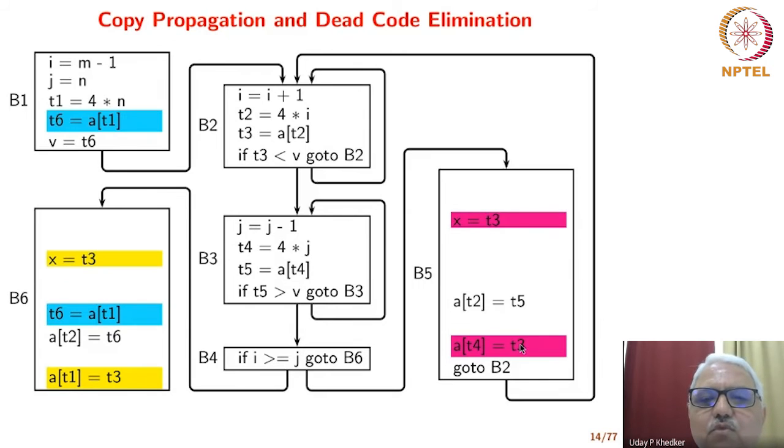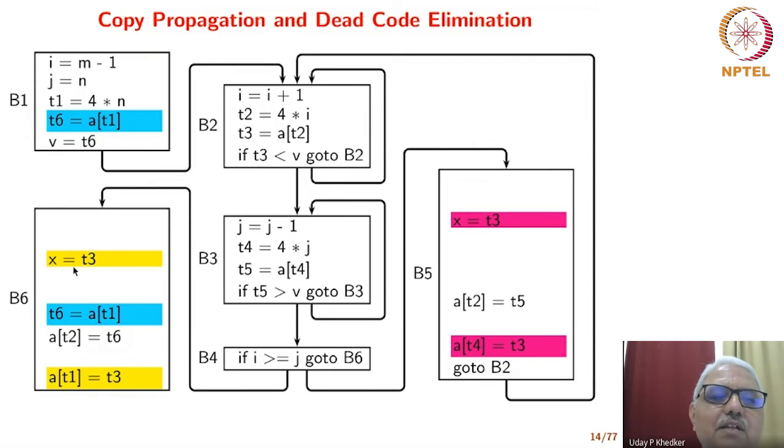And the advantage of doing that is, on its own, it doesn't optimize the program in any way. It doesn't get rid of any computation, but it enables another optimization called dead code elimination. What does it mean? What it means is, after we have replaced X by T3, we find that there is no use of the value of X in the program.